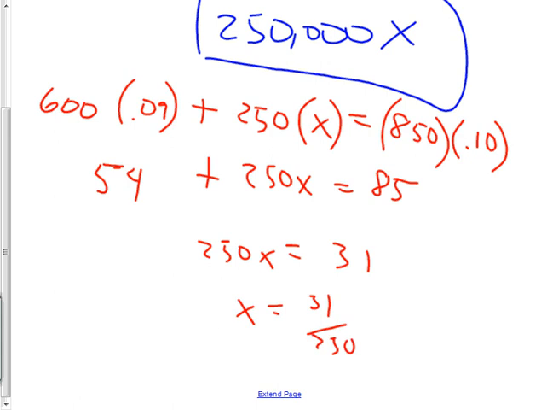It's 31 over 250. 12.4%. Can anybody verify that? That same thing. Okay, that was a lot of smart hands. All right, good. Do you get how that could be handy in a lot of ways? It's not just mixtures of alcohol or mixtures of acids, or it could be mixtures of amounts of money earning different percents.